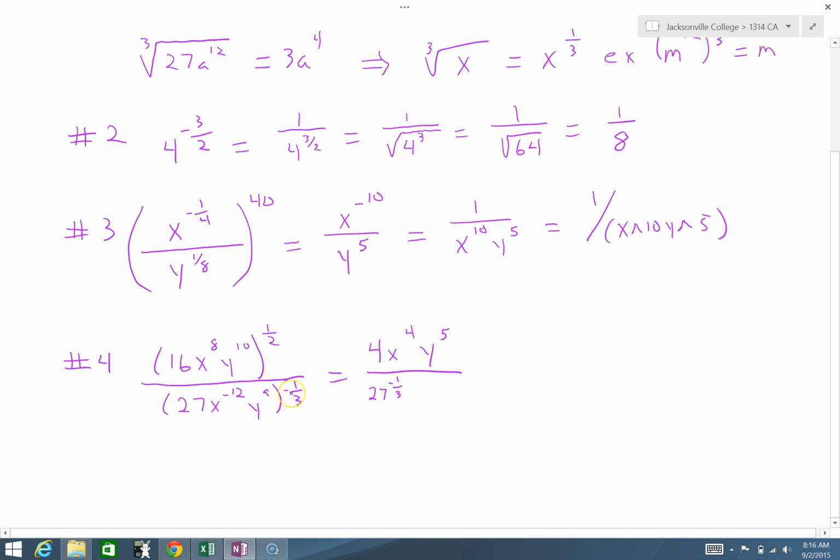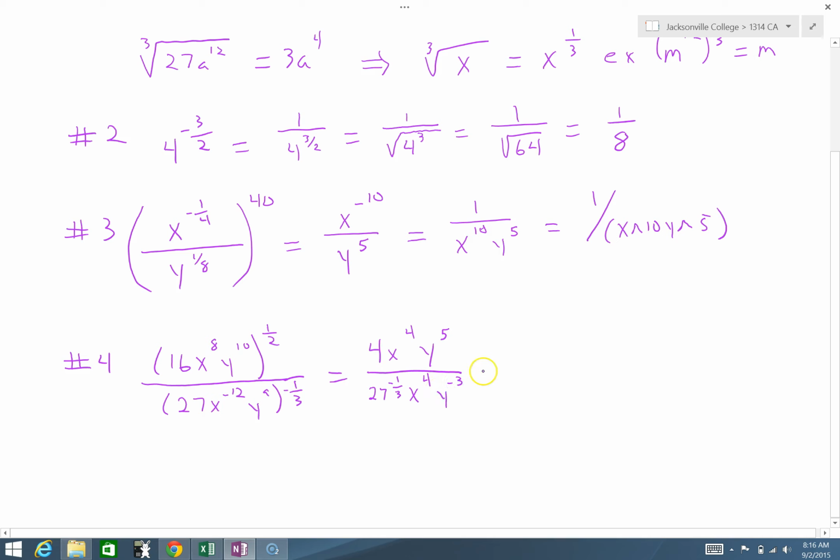X to the negative 12th to the negative 1/3. Negative 12 times negative 1/3 is an x to the 4th. Y to the 9th to the negative 1/3. 9 times negative 1/3 is a negative 3 power.